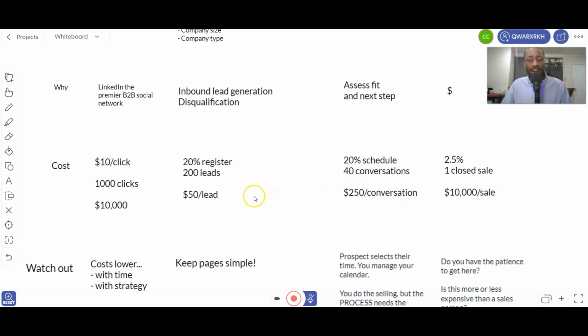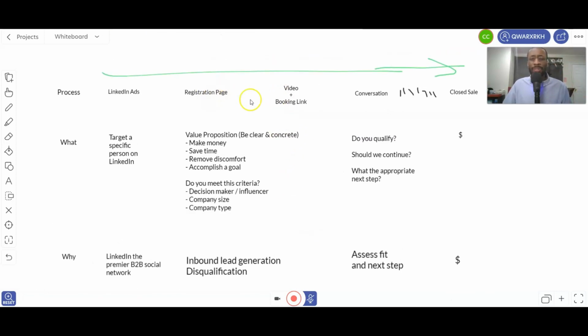You've got to build in some time for that. You also got to build in some strategy. There's some thoughtfulness that you're going to have to apply in order to make this make sense. So again, it won't just work out of the box immediately. We've got to apply some pragmatism here. Okay. It's really important that the pages you set up, that registration page, the landing page or the thank you page after someone registers, these pages need to be simple.